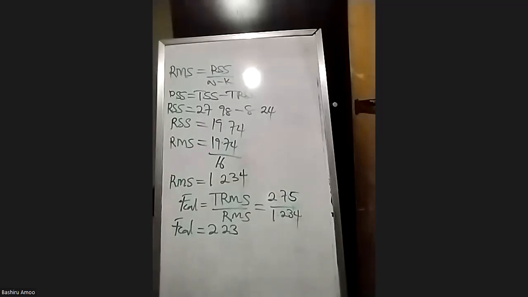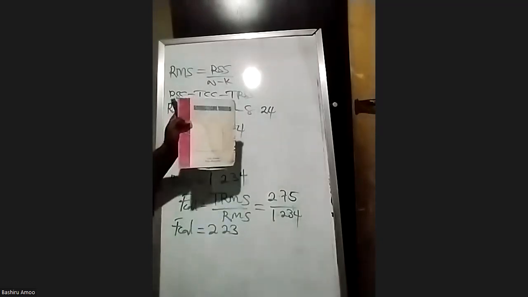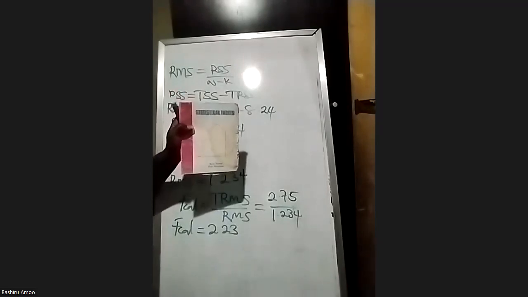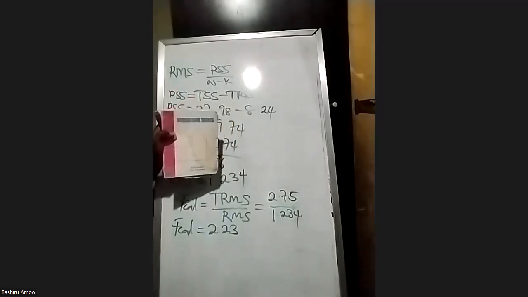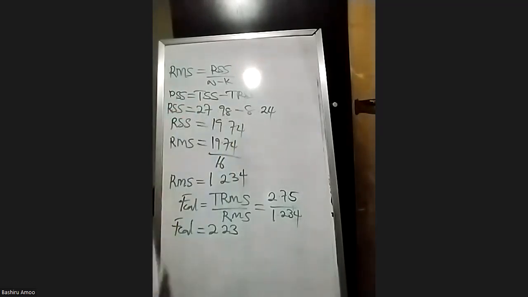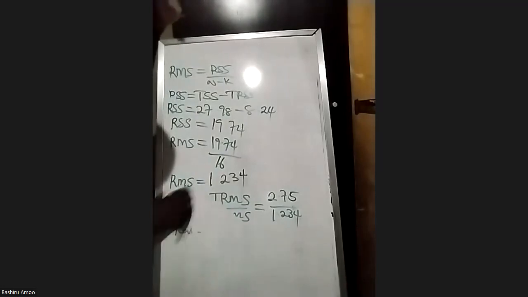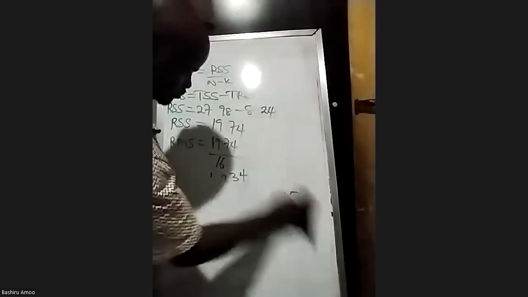I don't know if we have a statistical table with us, but I will advise you to get this table. They will allow you to take it to the exam, or it is allowed. So let's take note that our F test, F calculated is 2.23. So the next step is computation.